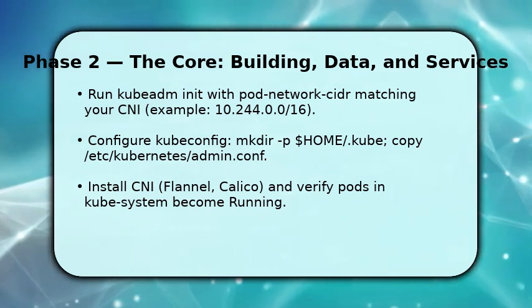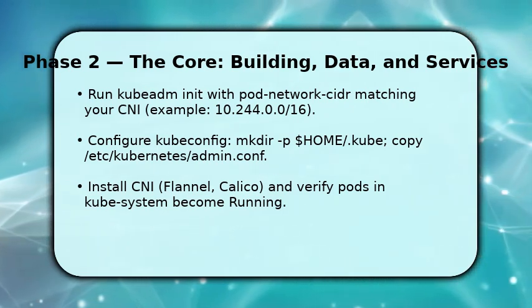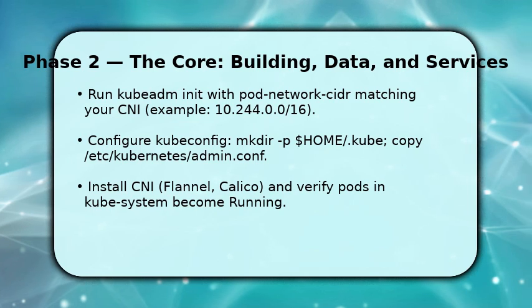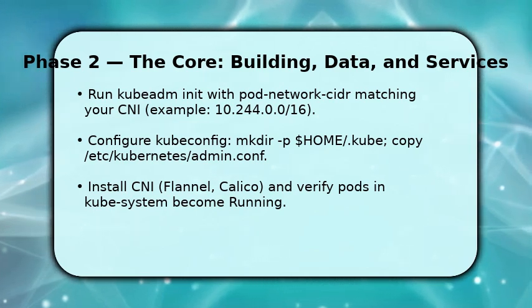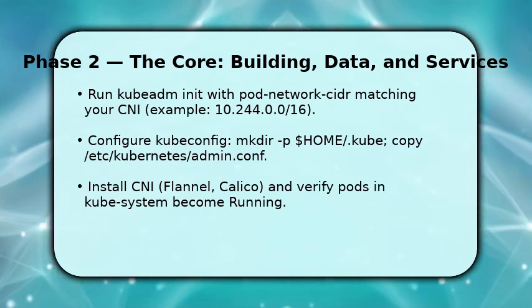Then deploy your CNI plugin. Flannel or Calico are common choices, and watch kube-system pods until they report running. Make sure to note the kubeadm join command printed. You will use it to add worker nodes.